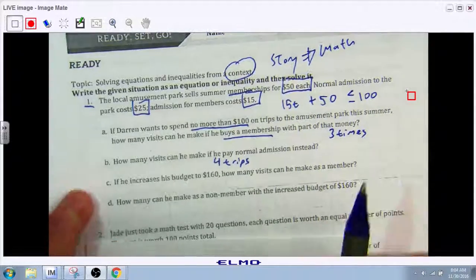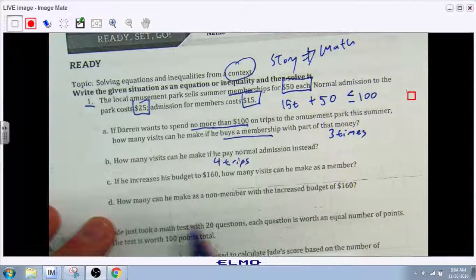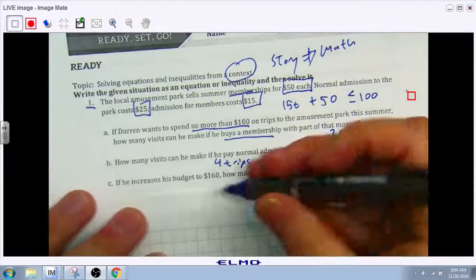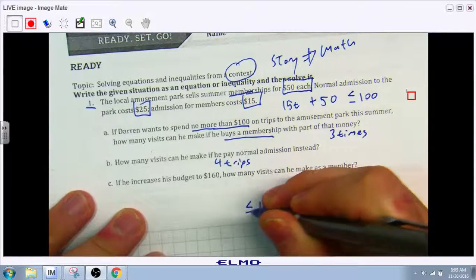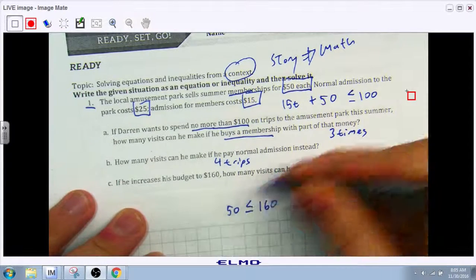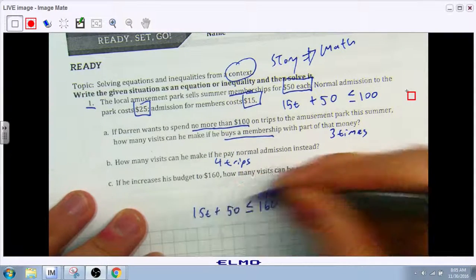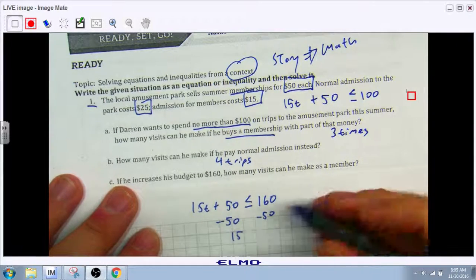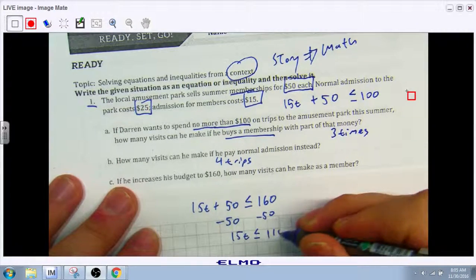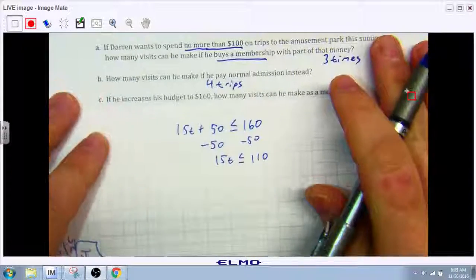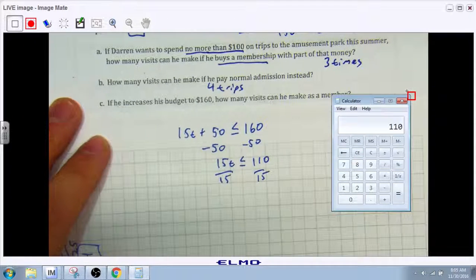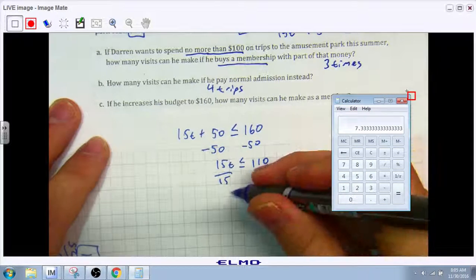Okay? And so for C and D, it asks us to do the same thing. If he increases his budget to $160, how many visits can he make as a member? Okay, so now he's got 160 as the number he cannot go above. So we still have the 50. We're still adding $15 per trip. So we subtract the 50, 15 per trip is less than or equal to 110. And so from here, we just divide by 15. On the calculator, 110 divided by 15 is 7 times.